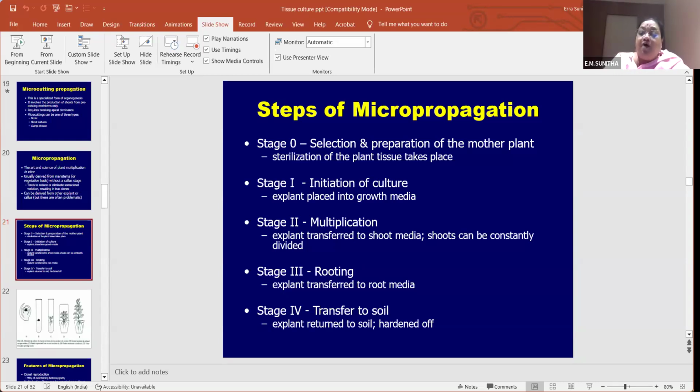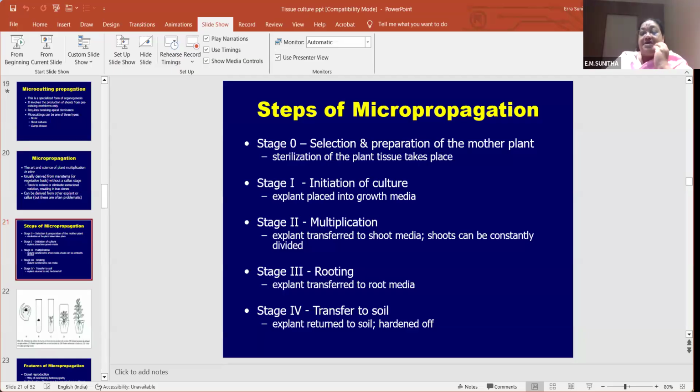Then next you have to go for multiplication. For that, you will take the explant and first put it in the shooting media. In the shooting media, the cytokinin will be more when compared to the auxins. Next, you will go to the third stage, that is the rooting. After the shoots are formed, you put them in the rooting media. Then here the roots will be formed.